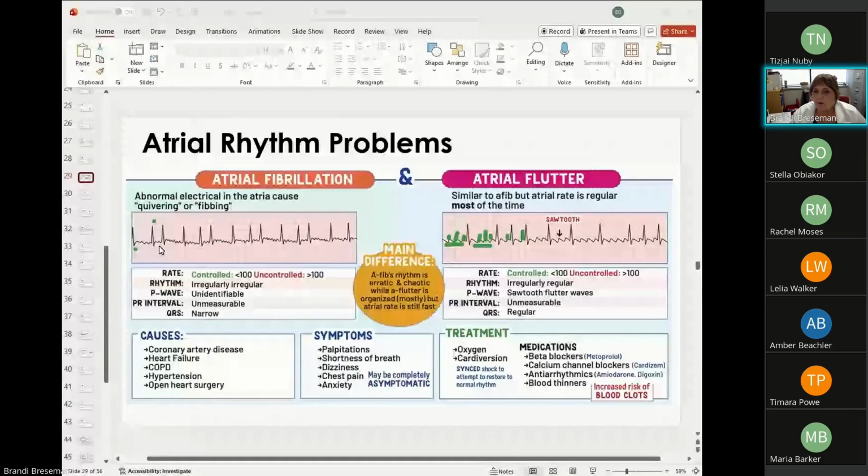Okay, but you see how you can count these. So again, here, you can count them. That's your sawtooth. So it looks different. You can see the difference in the look of the P waves, right? Is everybody with me? They're both irregular, but this one you can actually identify your P waves versus you can't really identify your P waves here.